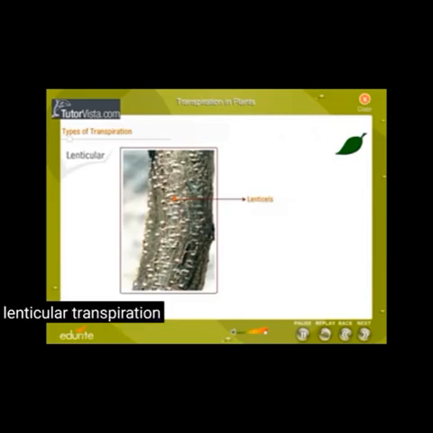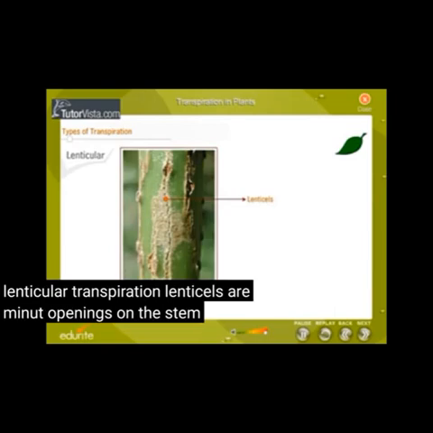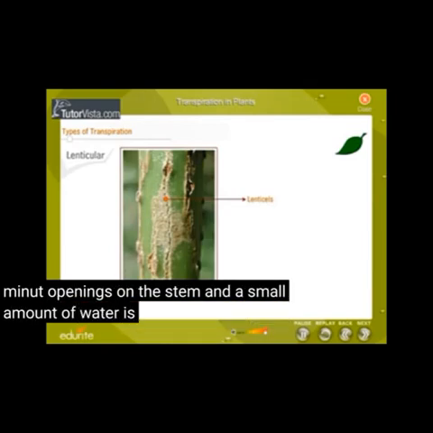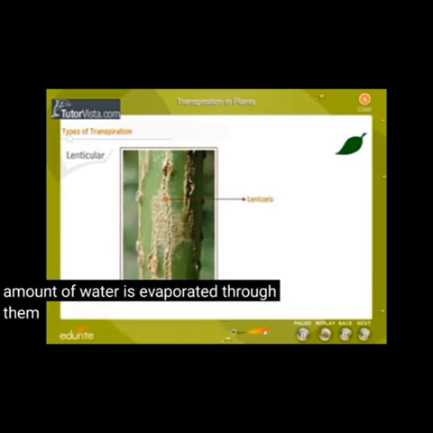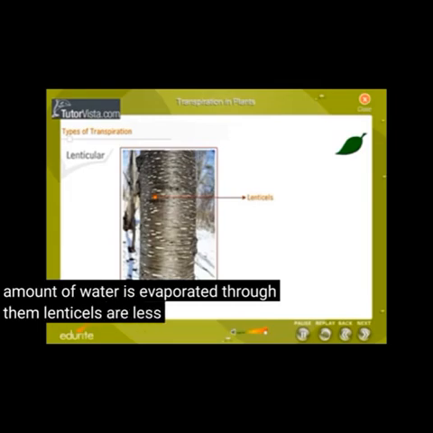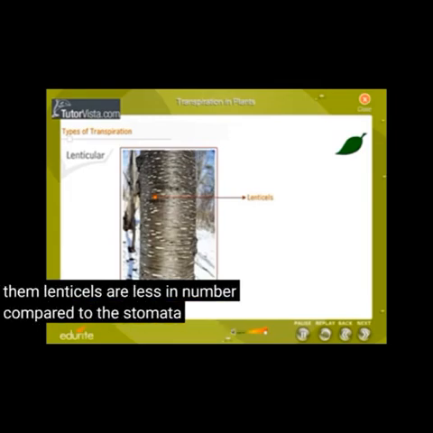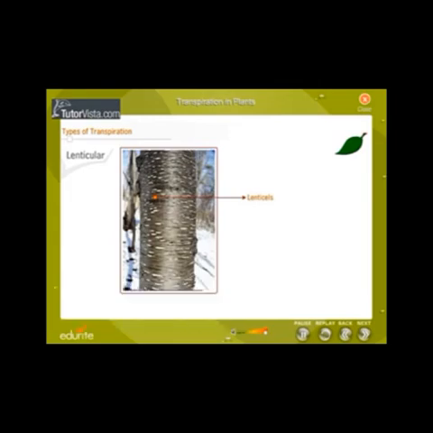Lenticular transpiration. Lenticels are minute openings on the stem and a small amount of water is evaporated through them. Lenticels are less in number compared to the stomata.